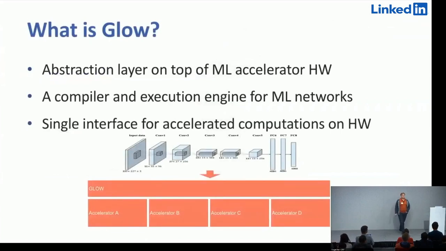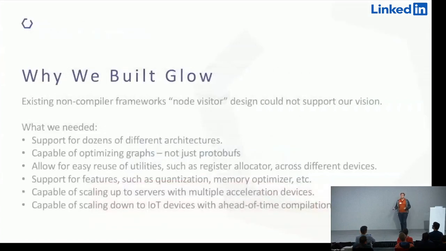So what is Glow? Glow is an abstraction layer that sits on top of machine learning accelerator hardware. It is a compiler and execution engine for machine learning networks that provides a single interface to a host of different hardware platforms.